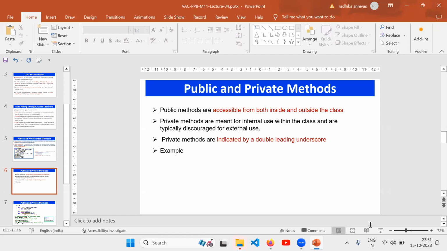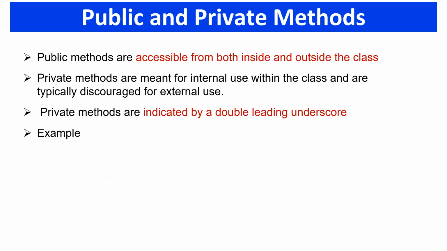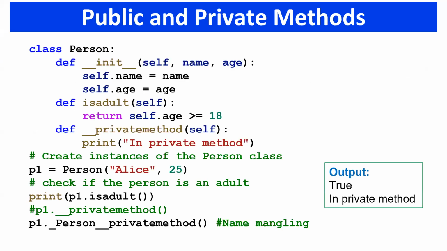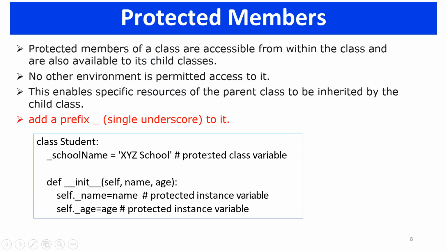Now, moving on to the next one. So this is the demonstration that we have seen previously. The program is written here and it is going to display true and in private method. Here we are using name mangling for accessing the private method of the class. Now let us see the protected data members.